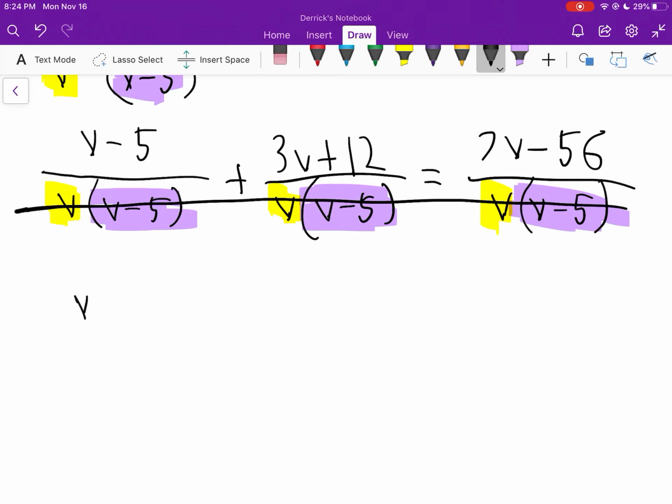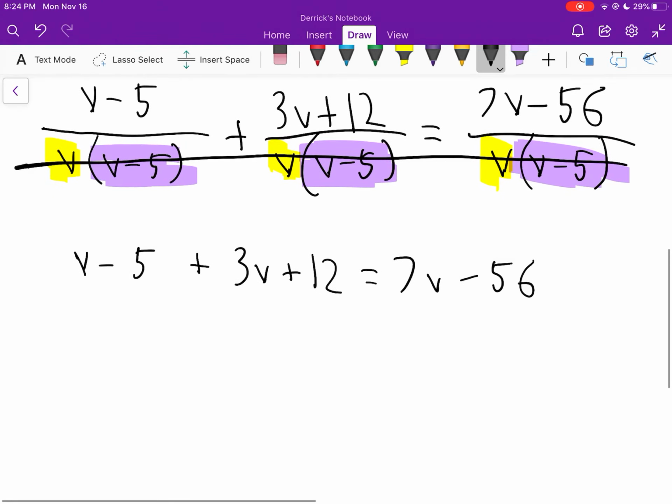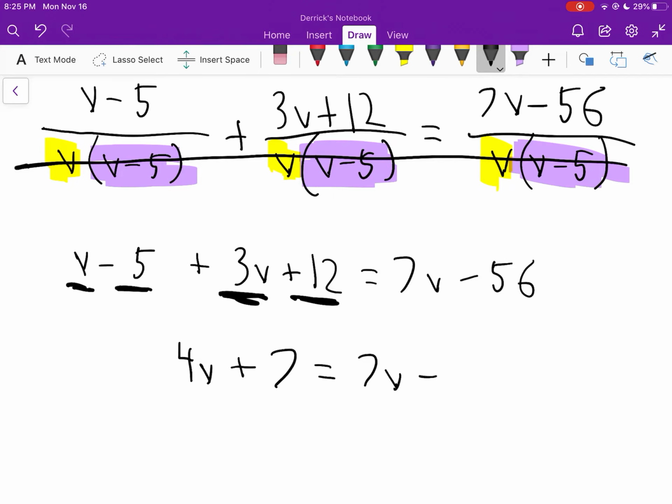So right now, we are sitting at v minus 5 plus 3v plus 12 equals 7v minus 56. Now that is a lot of stuff, but it's certainly something we are capable of solving now. Remember, our goal is we want to get all of our v terms on one side and all of our constant terms on the other side. For me, I would prefer to simplify all my like terms on the same side, so I'm going to take v plus 3v to give me 4v, and then I'm also going to take negative 5 plus 12 to give me 7. And then I'll go from there.